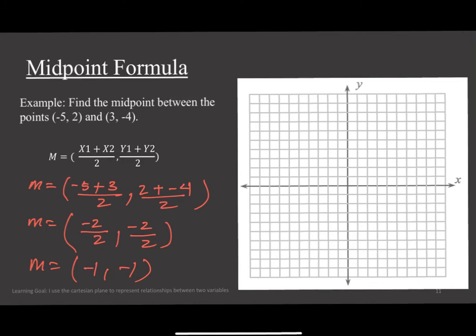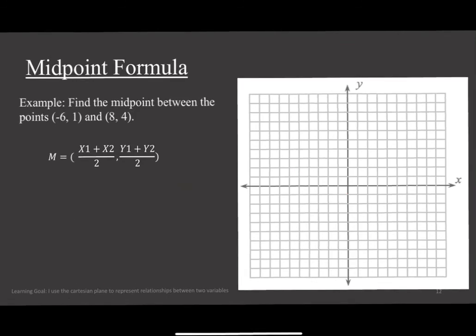And if we look at that on the graph, again, we're going back 5 units and up 2 for negative 5, 2. Then we're going to go right 3 and down 4 for 3, negative 4. And our midpoint that we just found is going to be at negative 1, negative 1, which just looks correct. It definitely seems like it is exactly in the middle between our first 2 points. So let's do one more.